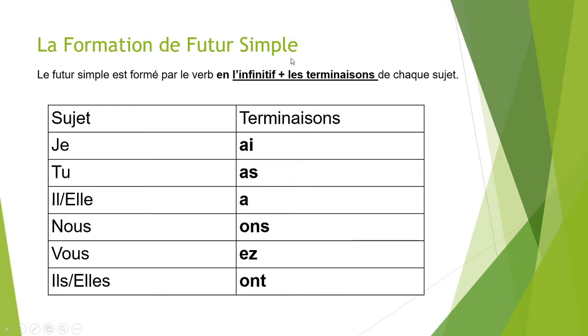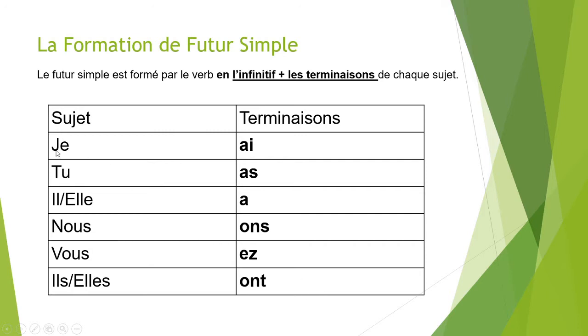Alright, so how do you form the future simple? Well, you take the verb in infinitive and you add the following endings to it based on the subject. This verb tense should be easier to remember because you just take the infinitive and add an ending to it. There's no auxiliary verb in this tense.